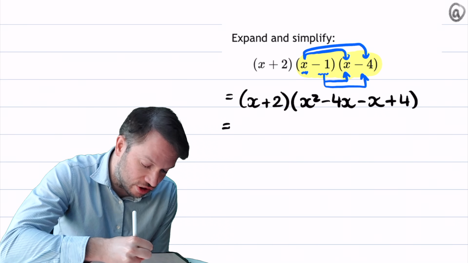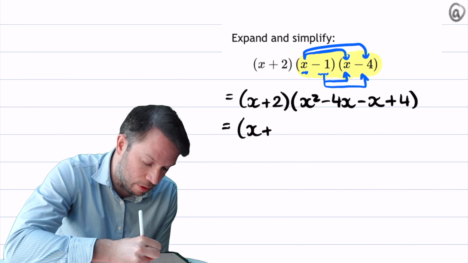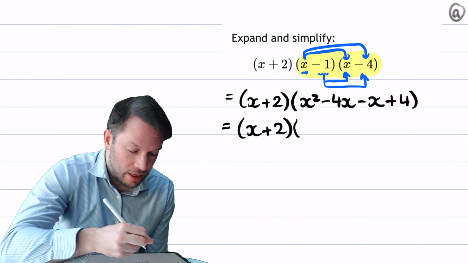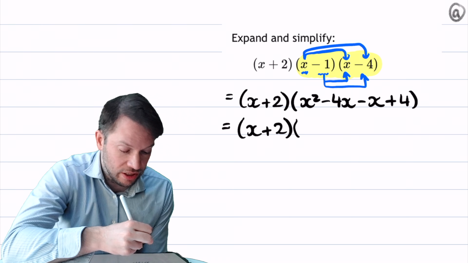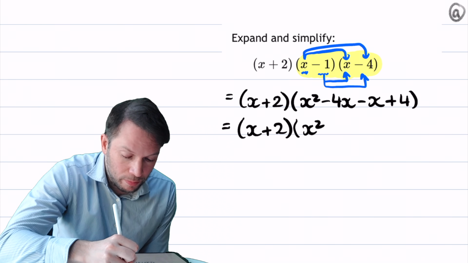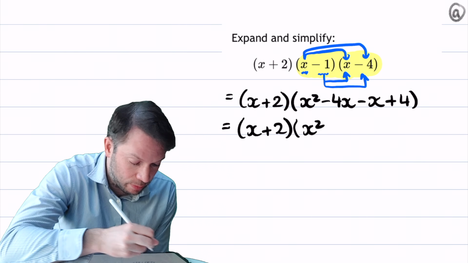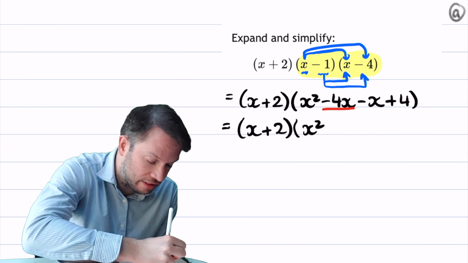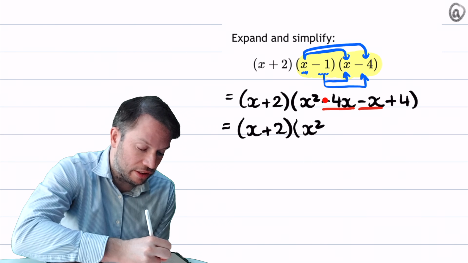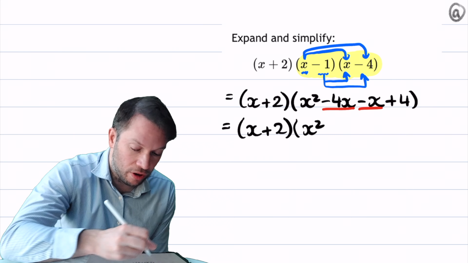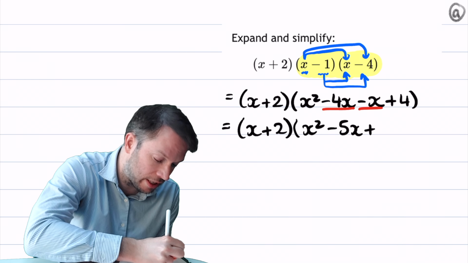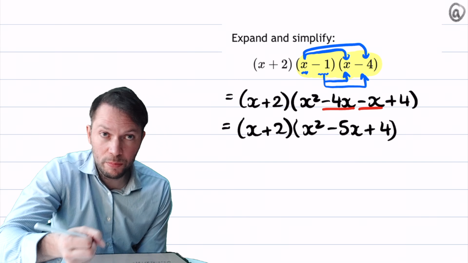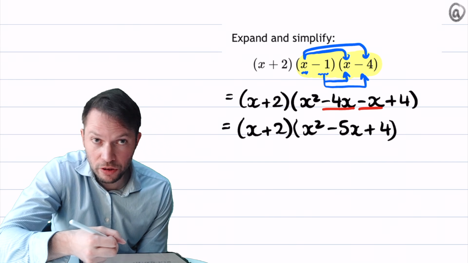And then let's just tidy up that second bracket before we multiply out again. Let's collect like terms. Well, this x squared term, we don't have any other x squared terms, so that just stays as x squared. But we do have x terms here. We've got a minus 4x and a minus x. Now, minus 4 lots of x minus another lot of x is minus 5x. And we've still got that plus 4 at the end. And now we've got two brackets and we need to multiply out those two brackets.